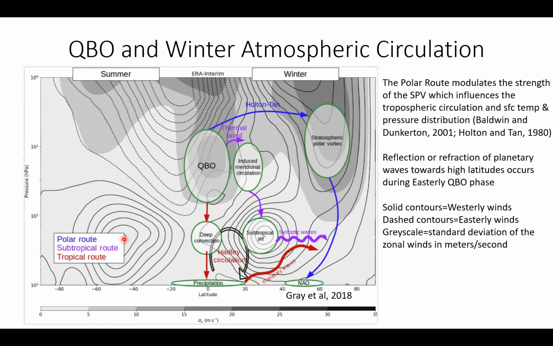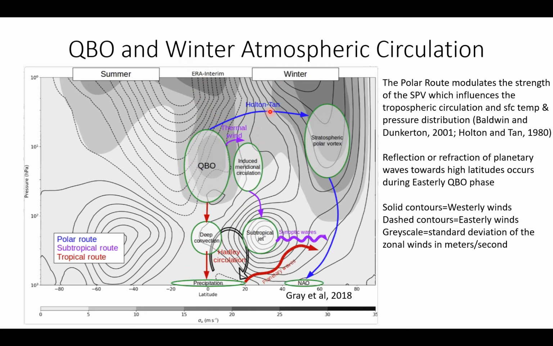There's 3 different routes. They call them routes in their research. The blue arrow indicates the polar route. The purple coloring here, these arrows indicate the subtropical route, and the red colored arrows indicate the tropical route. Okay? Now, we're focused solely on the winter months here. That's why we're on this side of the diagram, on the right side. Okay?